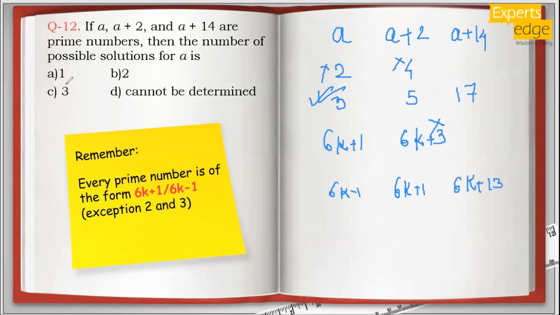Many students will tend to make a mistake of marking this answer as 1. You can't say anything about this. This can be a prime number, this can be a prime number, this can be a prime number. You don't know the limit, right? There might be a value of k where these three things are all prime numbers.